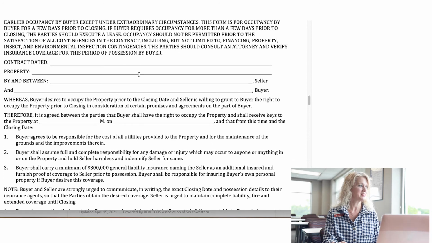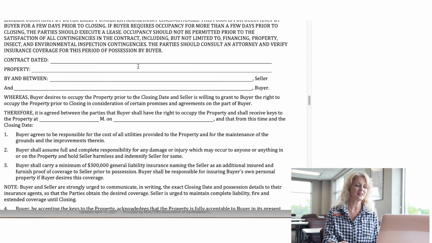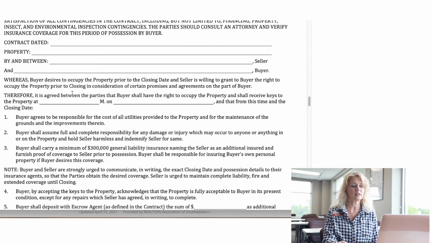If the buyer's financing fails, what happens? All kinds of different scenarios. So if you're utilizing this form, or your buyer would like to present this form to the seller, you have the contract date, the property address between the buyer and the seller, their names, and then it identifies the date that the buyer can occupy the property.